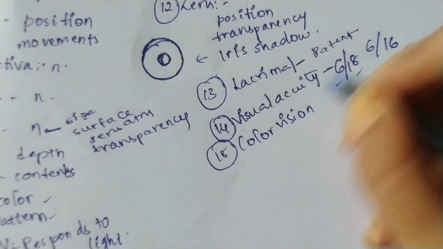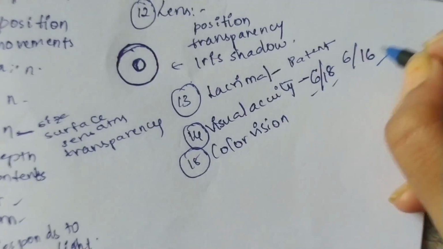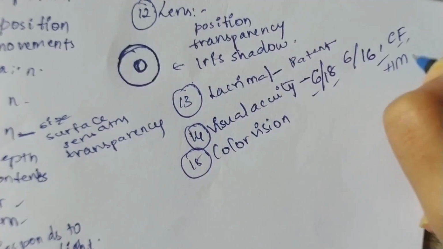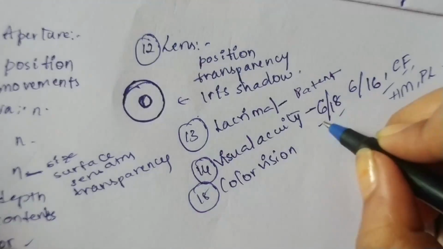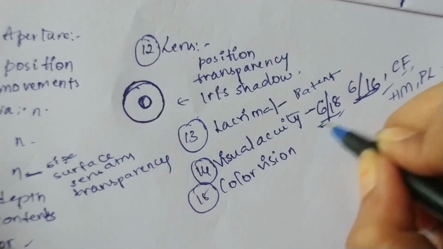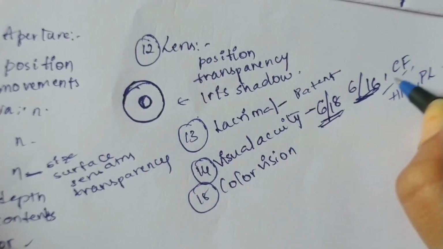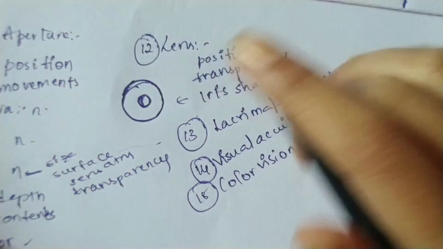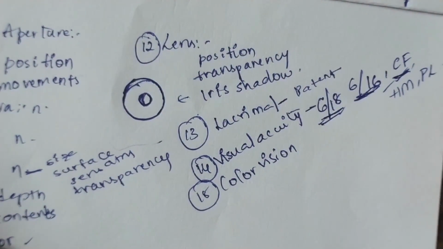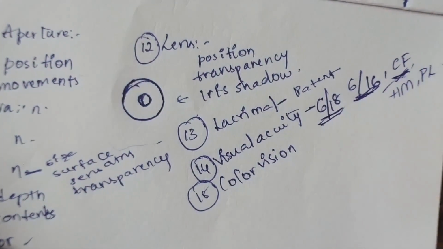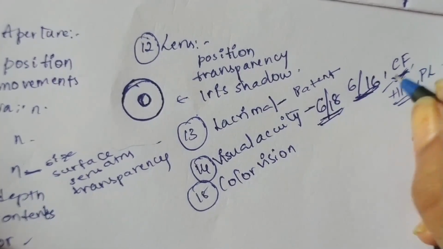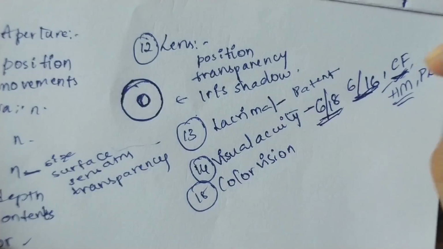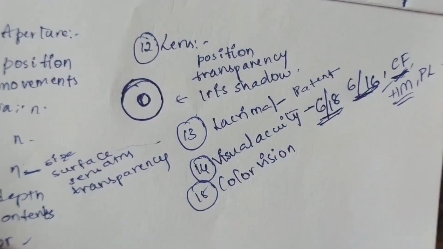Okay, if they cannot see properly, counting fingers, hand movements, perception of light. If they cannot see anything at this distance, we will go closer and keep our fingers near their face, and we will ask them to count them, and this is counting fingers. And hand movements, if they cannot count fingers, we will move our hand in front of their face and we will ask if they can perceive any hand movement or not.